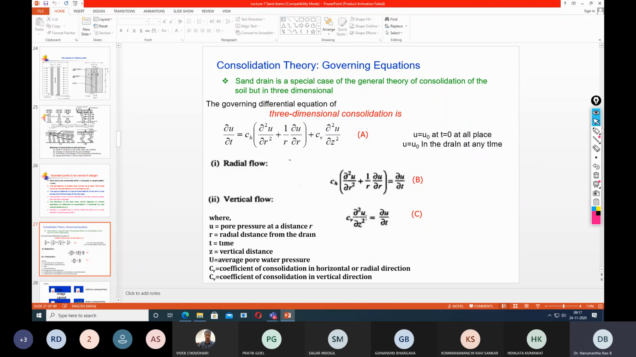This is the equation that you dealt with during your one-dimensional consolidation: CV into dou square u by dou z square is equal to dou u by dou t. The dou u by dou t means the rate of change of pore water pressure with time. And if you look at the radial flow, this is a function of both the change in pore water pressure as a function of time and the change in pore water pressure as a function of radial distance. R is the radius of the well. So these are the two governing equations when you consider vertical flow alone and when you consider radial flow alone.